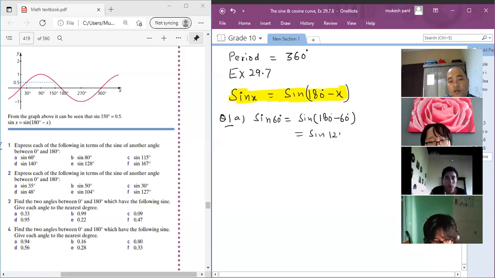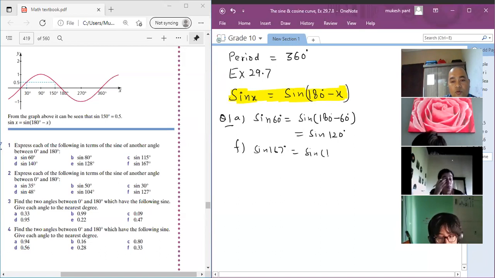So it's just like that, sir? Yeah, only this much. Do I have to write it, or can I just write the answer, sir? You need to show this working. This working is a must: sine 180 minus 60. Okay, like sine 167. You can write sine 180 minus 167. So how much will that be? That is 13 degree.